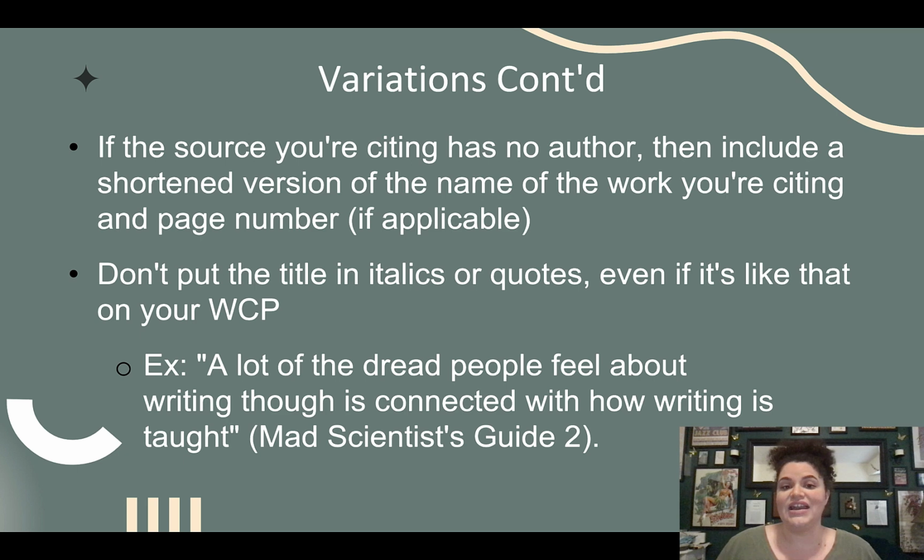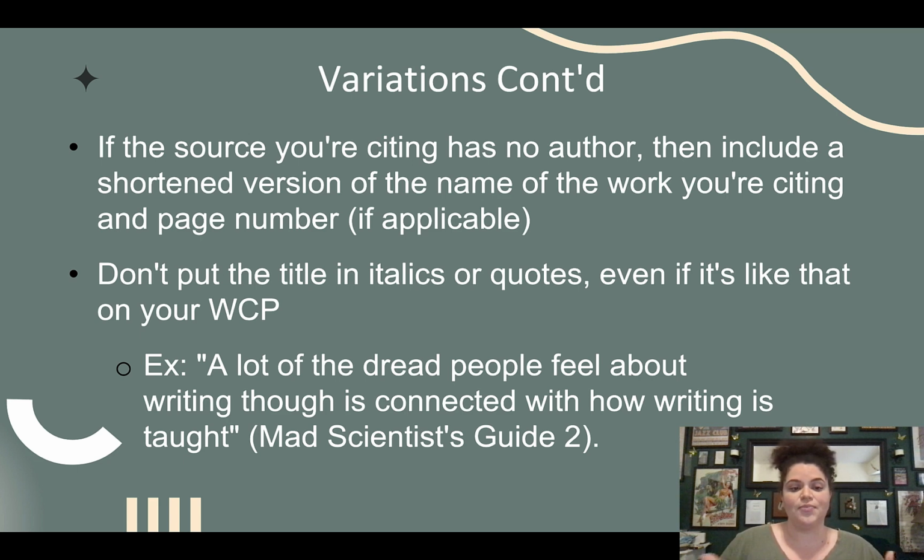When you put the name of the work in your in-text citation, you do not italicize it and you do not put it in quotes, even if it looks like that in your works cited page, okay? What goes in the parentheses, what goes in the in-text citation should just be normal font like everything else. Not bold, not italicized, not in quotes, nothing. Even if it looks like that in your works cited page, okay?